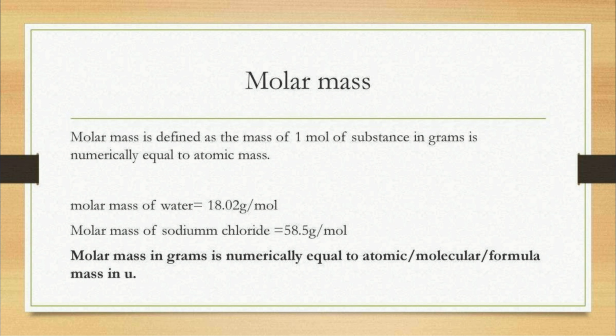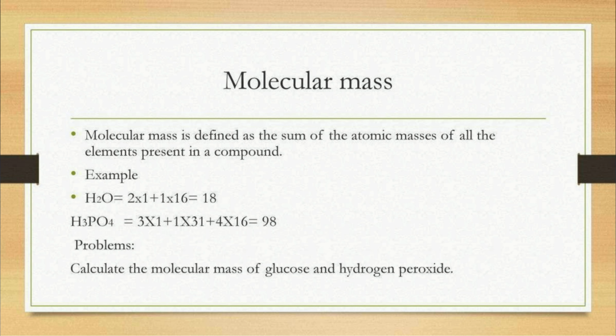Molar mass is defined as the mass of one mole of substance in grams and is numerically equal to atomic mass. So whatever is the atomic mass of a particle, it will be the molar mass of that particle also. So the molar mass of water is equal to 18.02 gram per mole. The molar mass of sodium chloride is equal to 58.5 gram per mole. Now this can be calculated experimentally also. Molecular mass. Molecular mass is defined as the sum of the atomic masses of all the elements present in the compound.